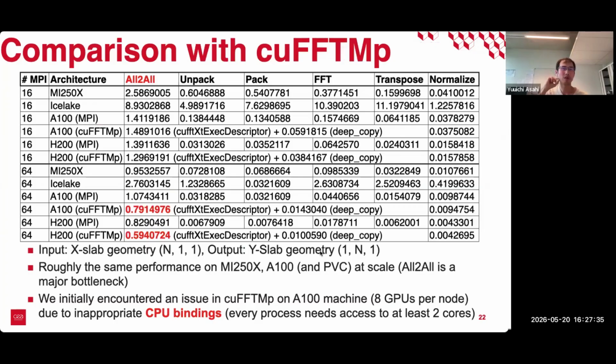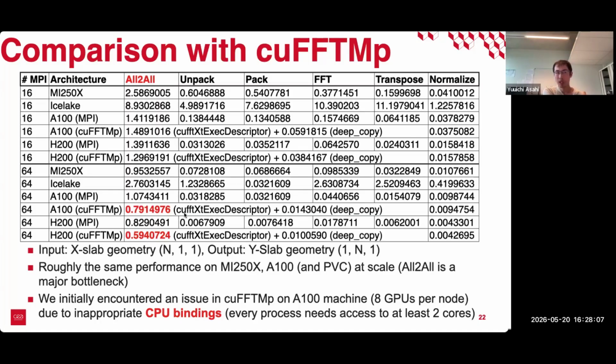We also compare the performance with cuFFT. I won't go into the detail, but it's coming. This is from the X-slab geometry to the Y-slab geometry FFT, and we also made a performance test with PBC. We have roughly the same performance for the A100 and the MI250X at scale, which is good. But at the same time, it's slower compared to cuFFT.